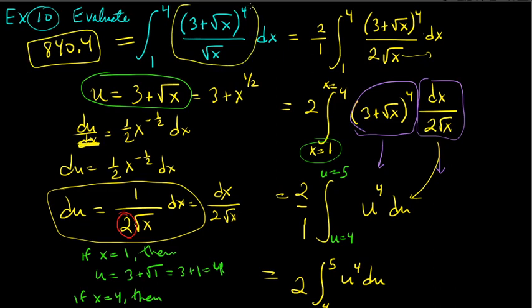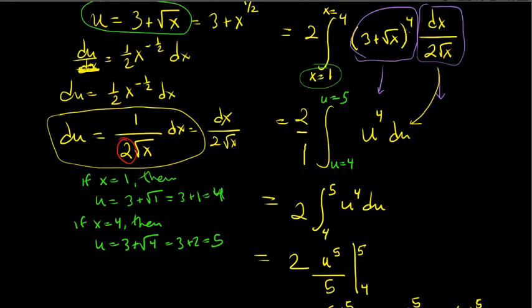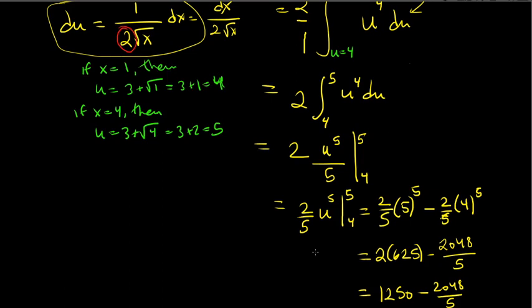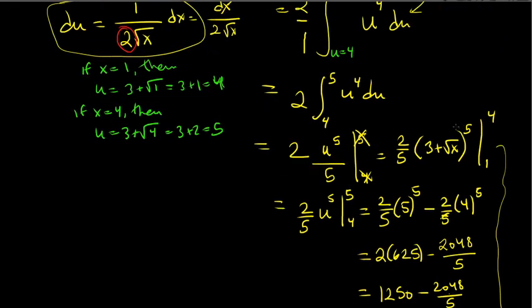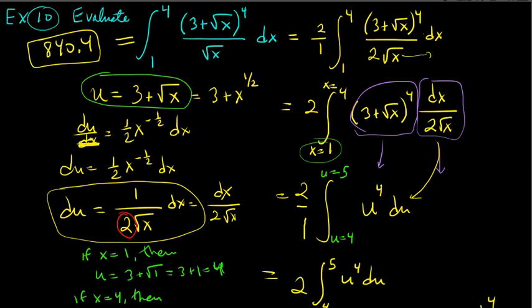And that's the area under this curve here. So that's how you do definite integrals using substitution. Again, you didn't have to do it this way. At this stage, instead of plugging in the 5 and the 4, you can say that this is 2 over 5 times 3 plus the square root of x to the 5th power. And then you would evaluate at the original limits, which was 1 and 4. If you do that, you end up with the same number as we did down here. Okay, so that's definite integrals with substitution.